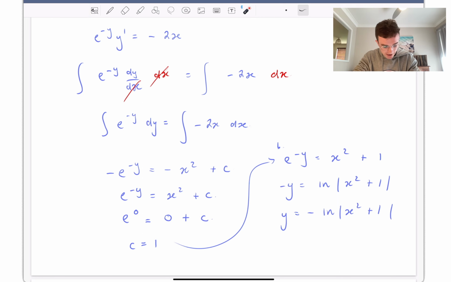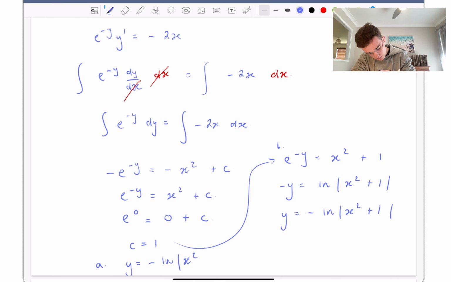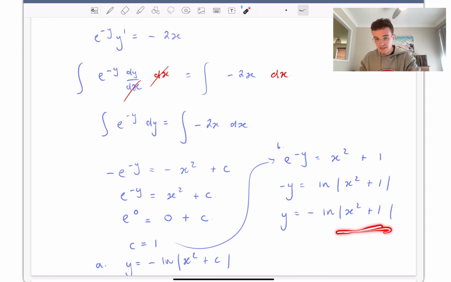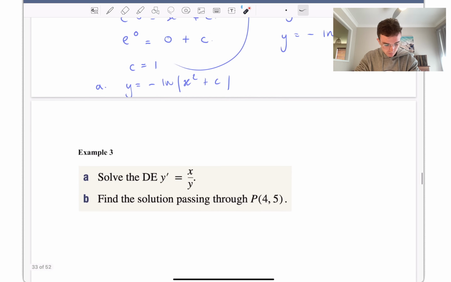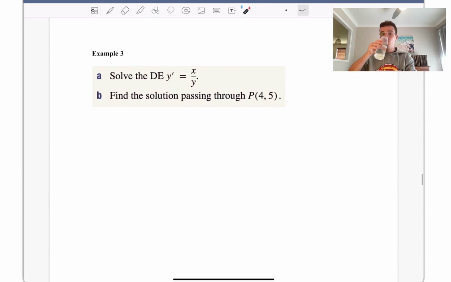And just to recap, I might put the answer to part A down here. The answer for part A would be y equals minus ln of x squared plus c. So that would be our general solution, and this would be a particular solution. Okay. Example number 3. We're going to solve the equation y dash equals x on y.